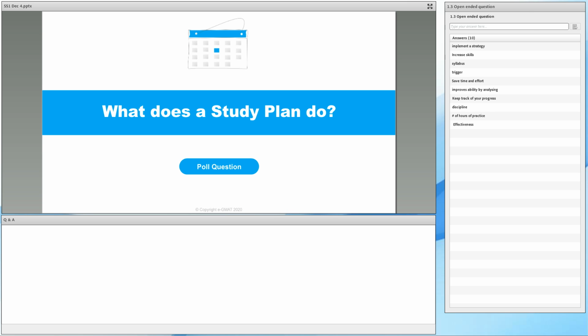Okay, save time and effort, do some triggering, I don't know what, smaller goals. Okay, effectiveness, builds your ability. Okay, keeps track of your progress, implements a strategy.